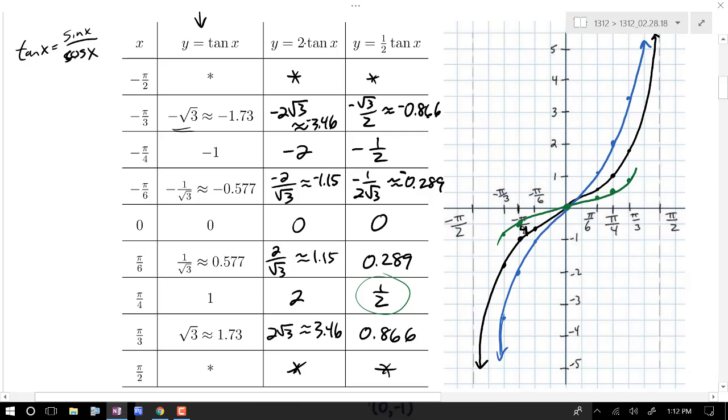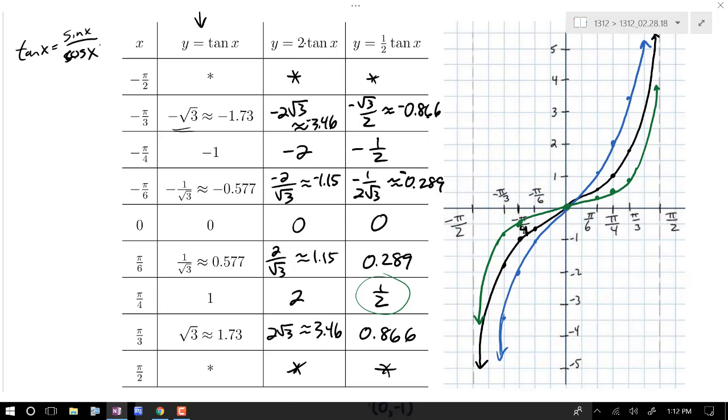But it's still undefined. The closer I get to pi over 2 and negative pi over 2, I still get close to dividing by 0. So those are still asymptotes. We get that same behavior at those asymptotes. So our takeaways from this are that we have these asymptotes on either end of the period at pi over 2 and negative pi over 2. It has this sort of S shape. All of these graphs go through 0, 0.